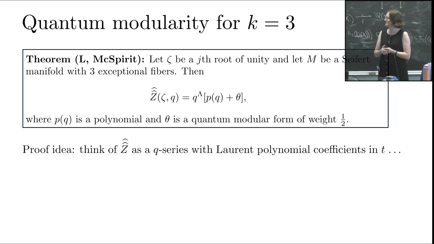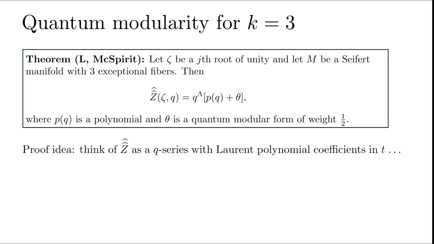So again, we fix T to be a root of unity, and we let M be a Seifert manifold with 3 exceptional fibers. Then z hat hat of zeta q is equal to a rational power of q times a polynomial that comes from the Seifert data plus a quantum modular form of weight 1/2. So building on results about the z hat series, we showed that the z hat hat series, when T is a root of unity for 3 exceptional fibers, also enjoys similar modularity properties.